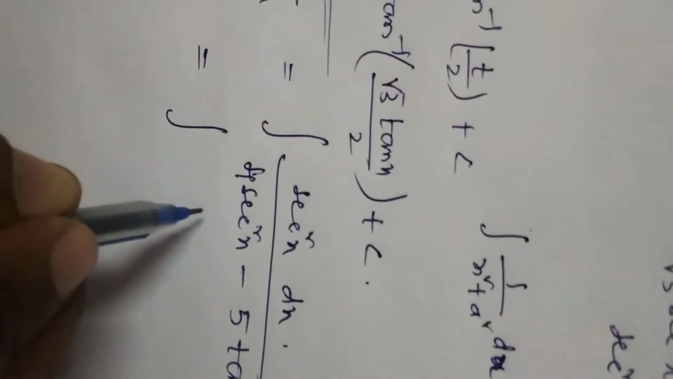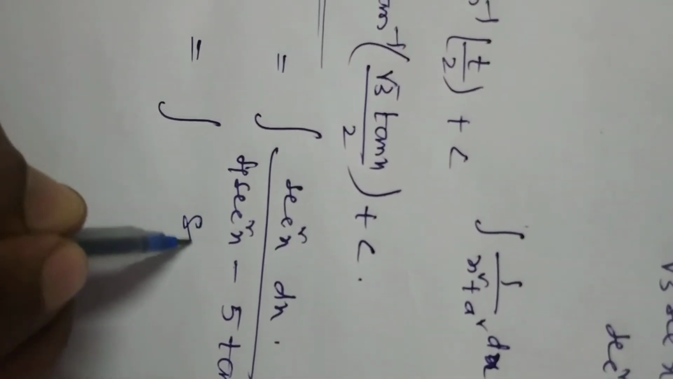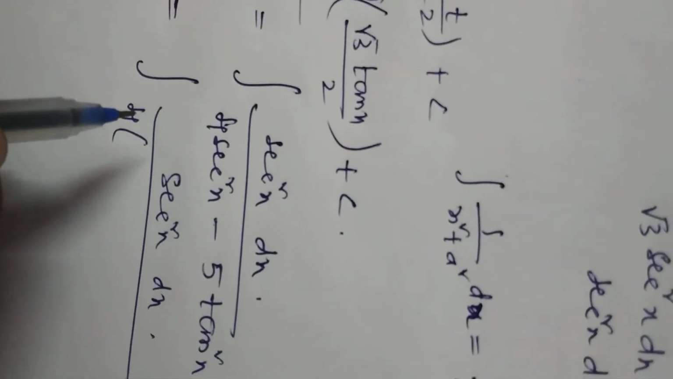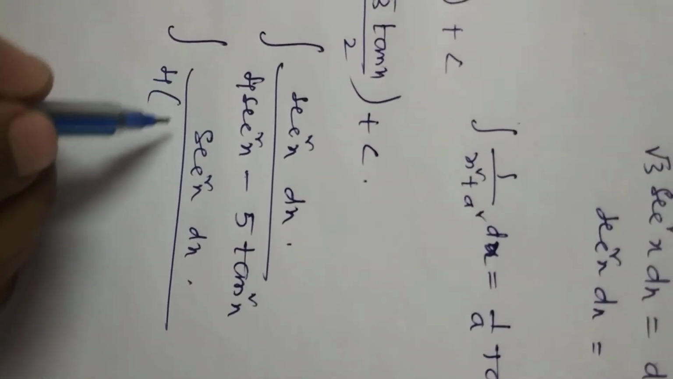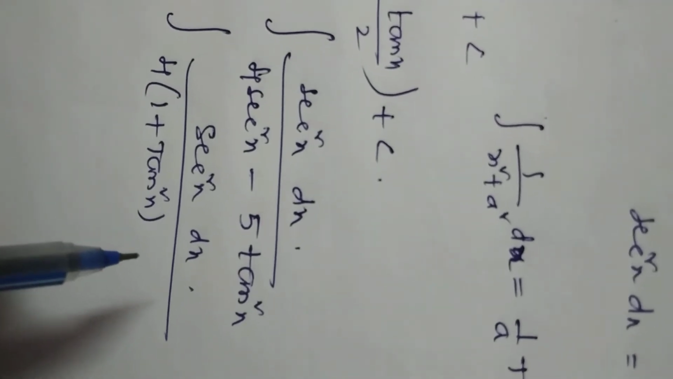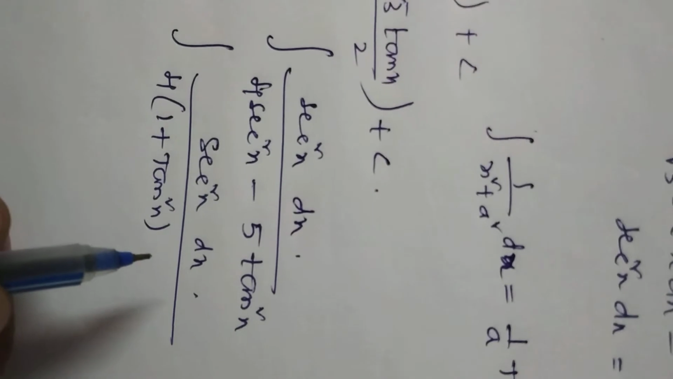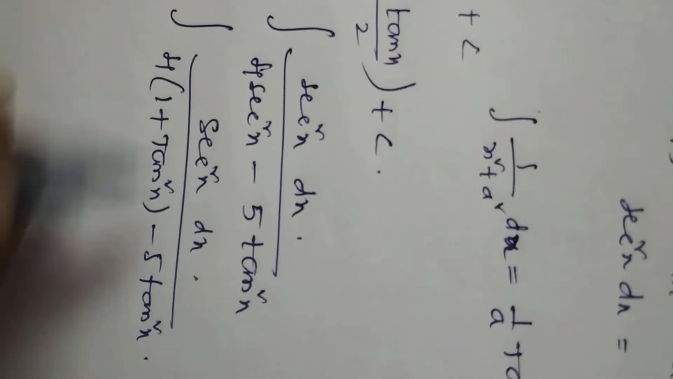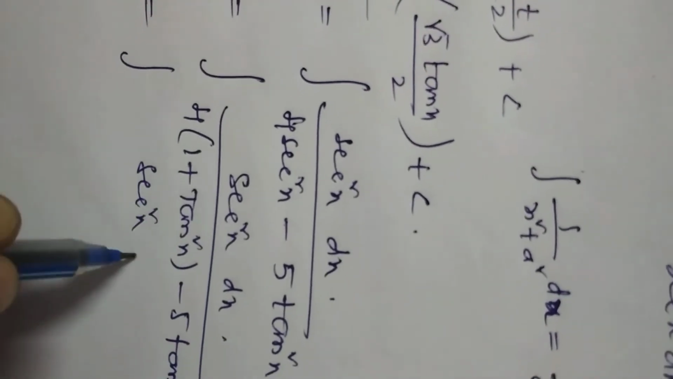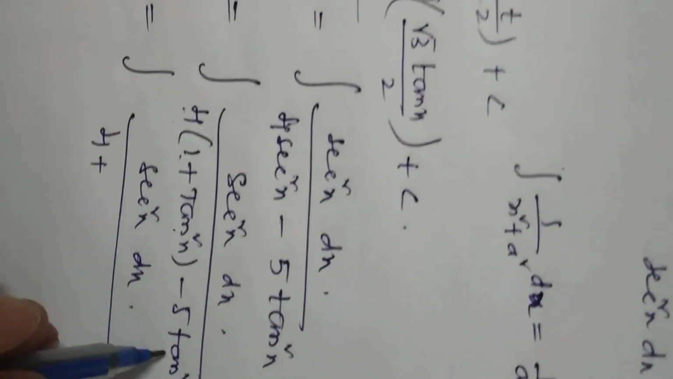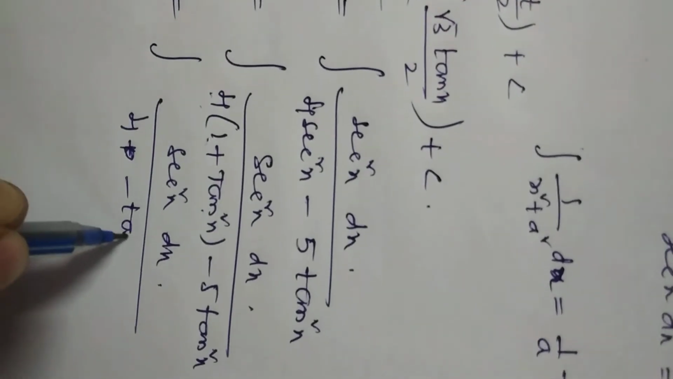So that is equal to integration of sec square x dx by 4 into sec square x means what? Sec square x can be written as 1 plus tan square x or not? So 1 plus tan square x. Why? Because sec square x minus tan square x is equal to 1. So sec square x is equal to 1 plus tan square x, minus 5 tan square x. Nothing but integration of sec square x dx by 4 plus 4 tan square x minus 5 tan square x, that is 4 minus tan square x, dx.